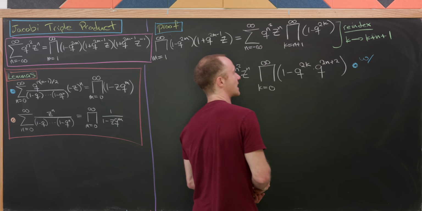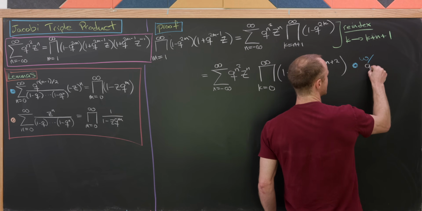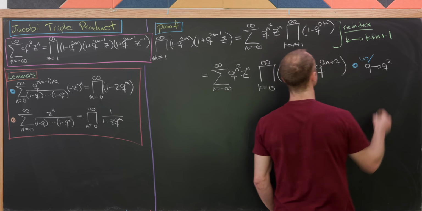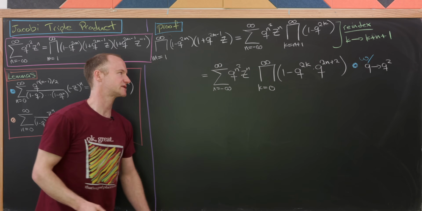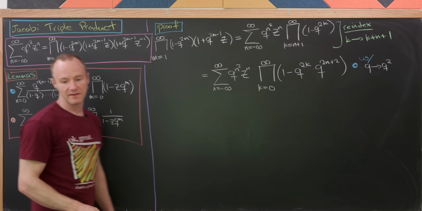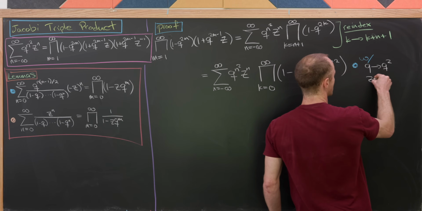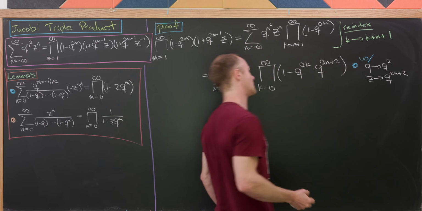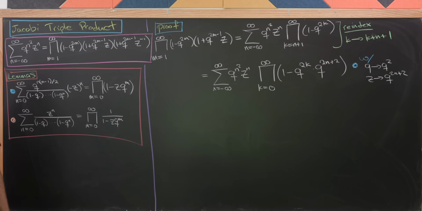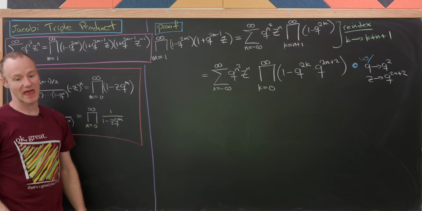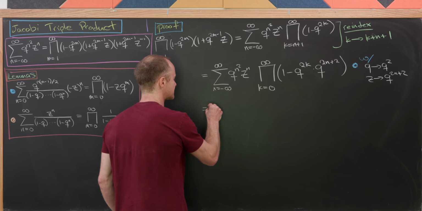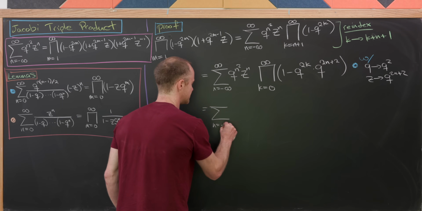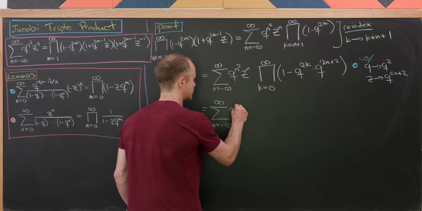So in this case, we're going to apply it with what? So q is replaced again with q squared. So that's going to gobble up this q to the 2k. And then z will be replaced with q to the 2n plus 2. That's going to, well, obviously gobble up this q to the 2n plus 2. And now observe that it looks exactly like this, but it's just the index we're using is k instead of n.